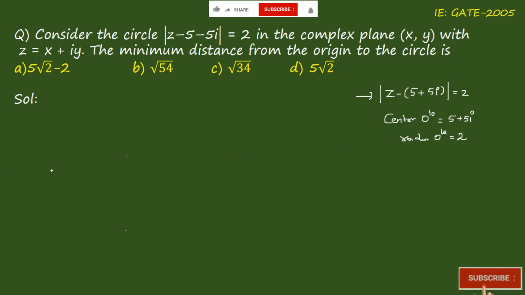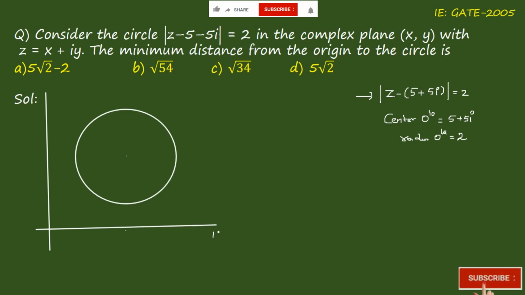So if you draw in a graph here, there is the real part of z, x. There is the imaginary part of z, iy. It is centered at 5 plus 5i, right? Now if you draw a straight line from the origin to this particular point P, now you have to find the minimum distance, right? So we have to find the value of O to Q. Okay, we have to find the value of O to Q. That is how much, right?